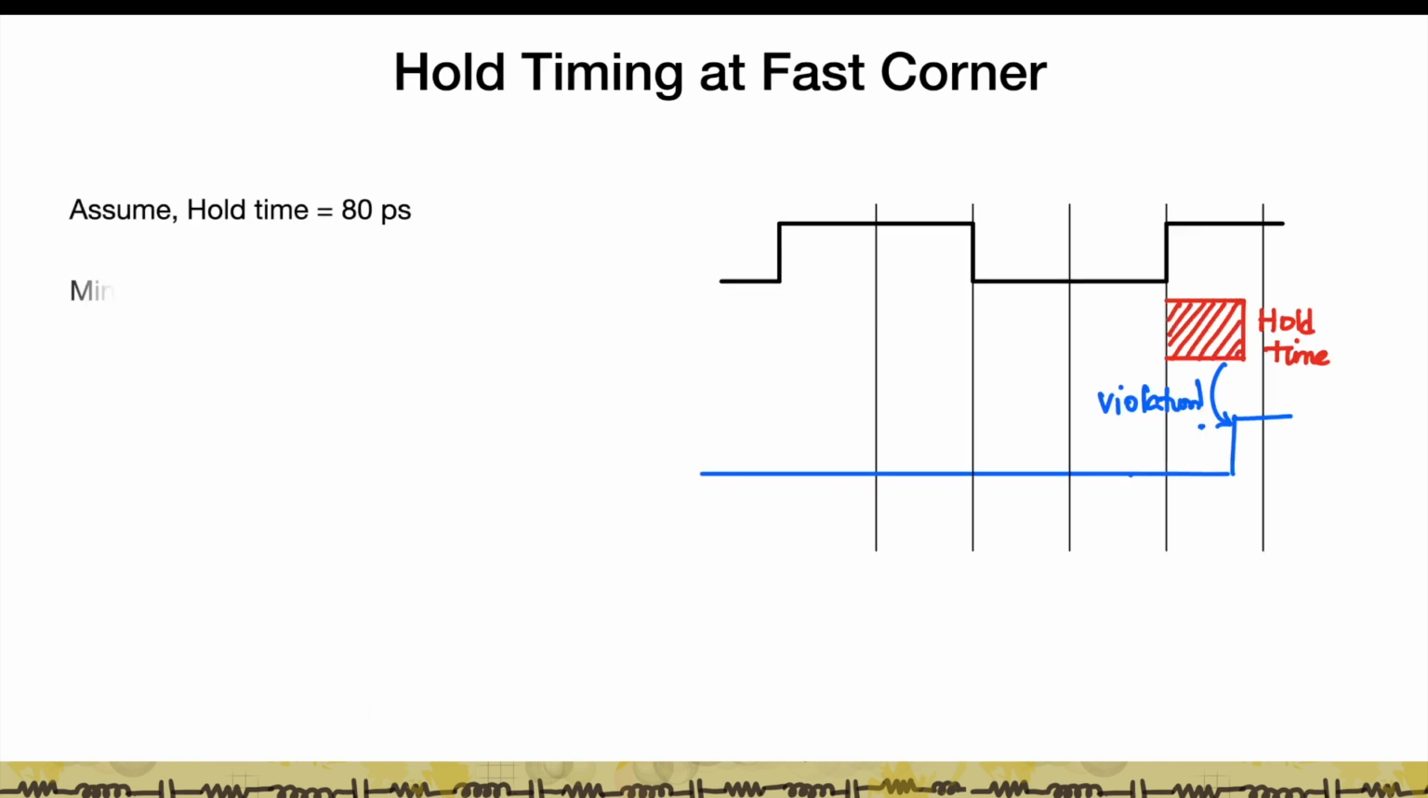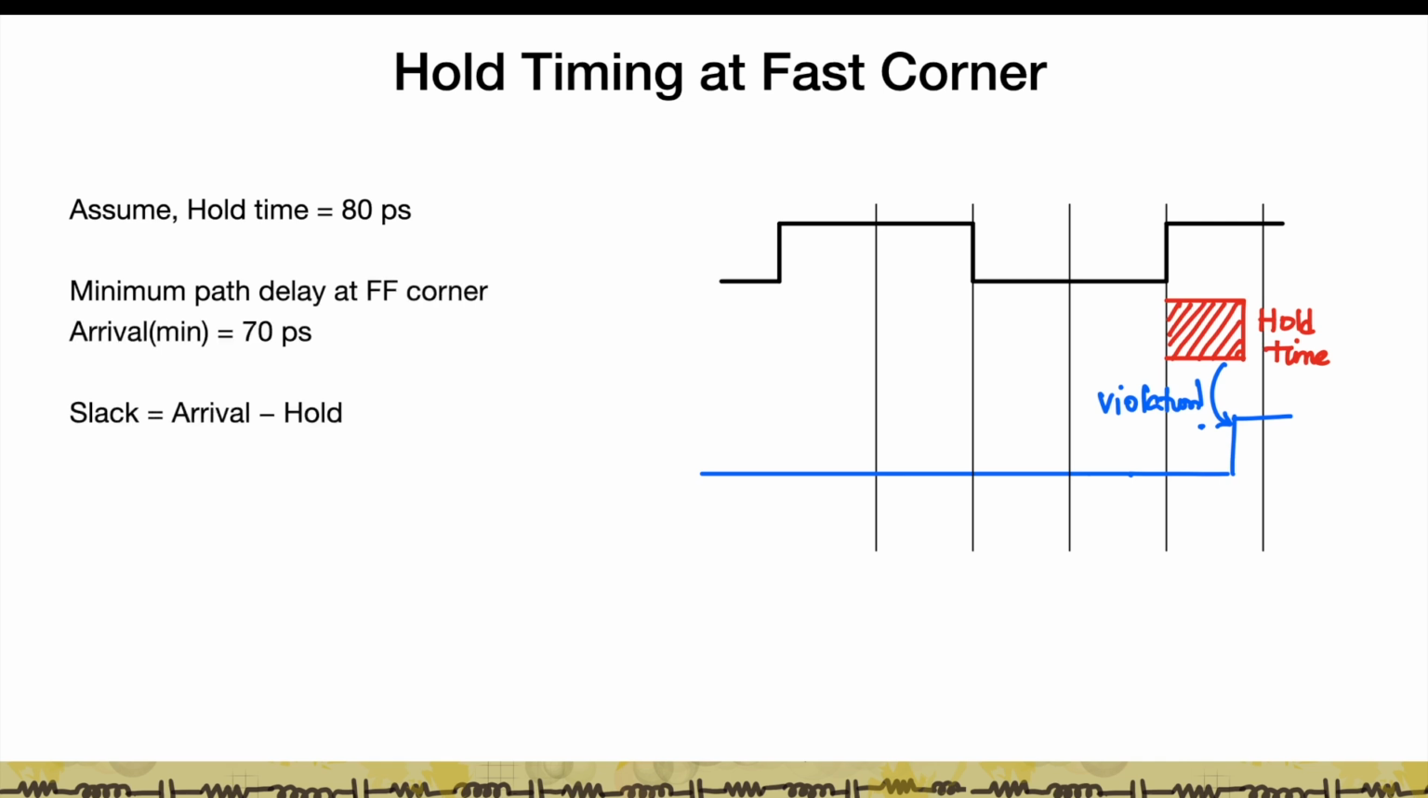Now let's check hold at the FF corner. Hold time requirement 80 picoseconds. At the FF corner where everything is running fast, the minimum path delay shrinks to 70 picoseconds. Slack is 70 minus 80, or minus 10 picoseconds. It's a hold violation. So the exact same path that was failing setup at SS is now also failing hold at FF, just in the opposite direction.